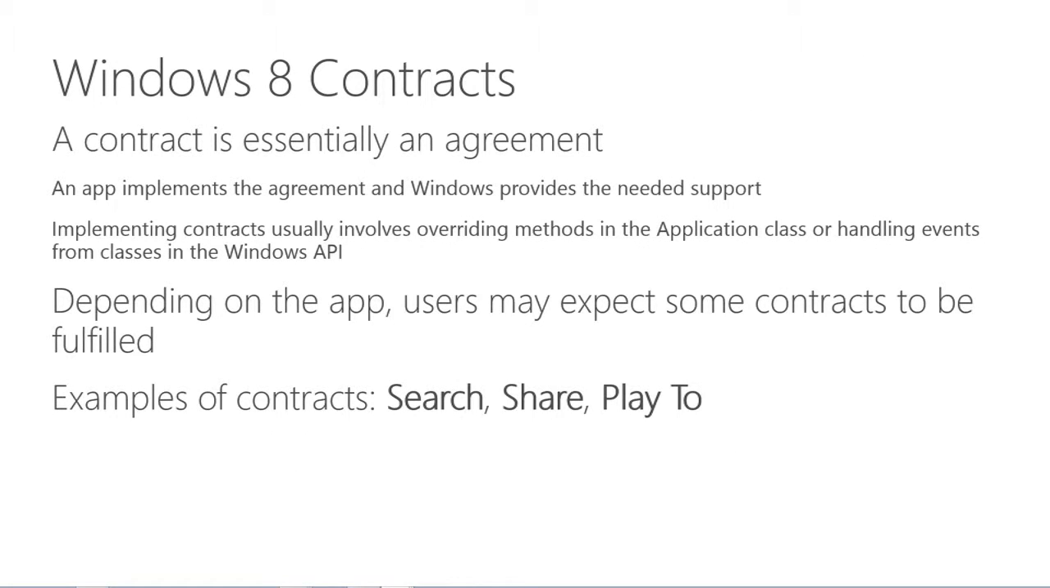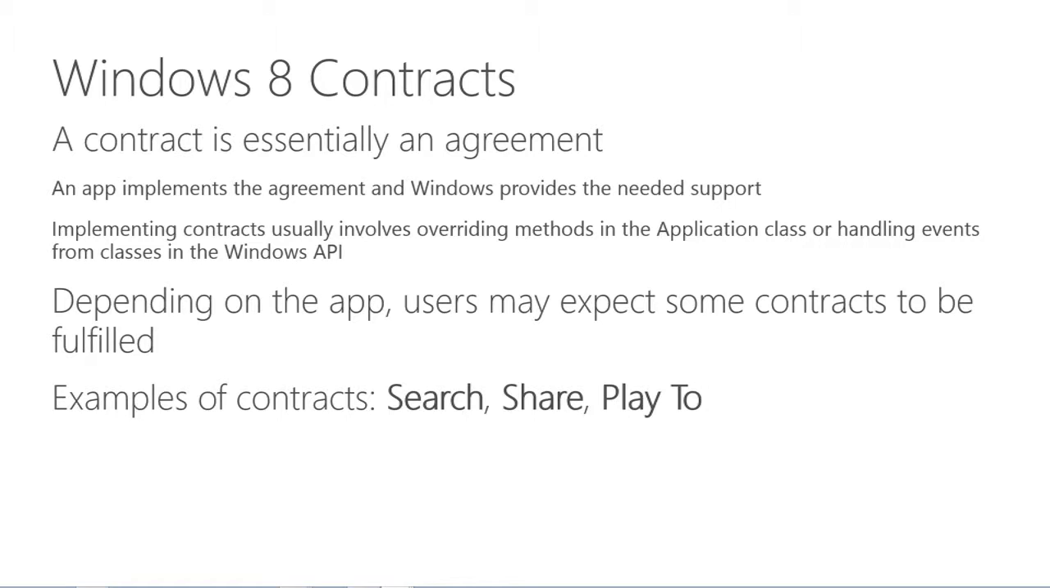The Windows 8 contract is essentially an agreement between your app and the operating system that when the operating system wants you to do something, it expects you to do it in a very specific way, and you implement that in that very specific way. Implementing the contracts means you override certain methods in the application class, or you handle certain events in various classes.